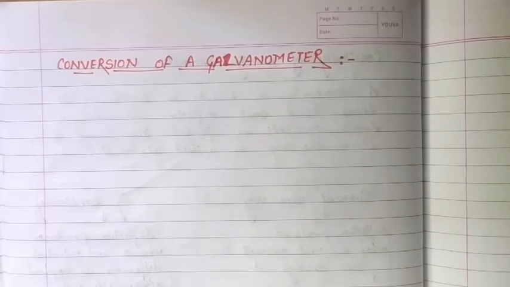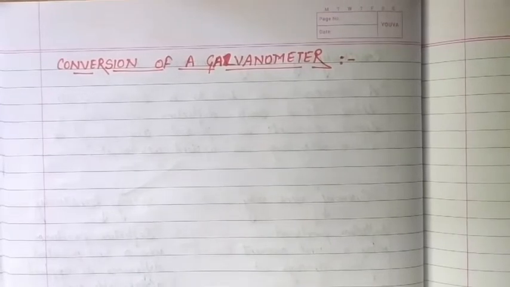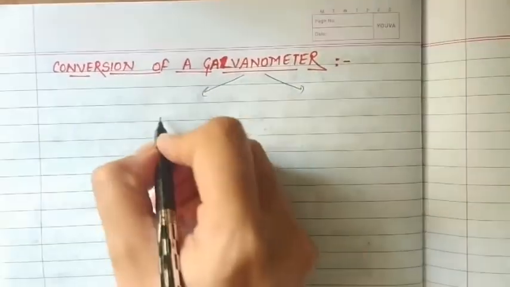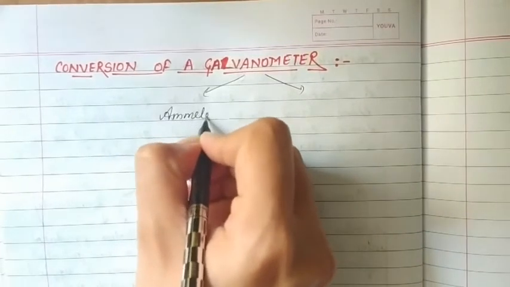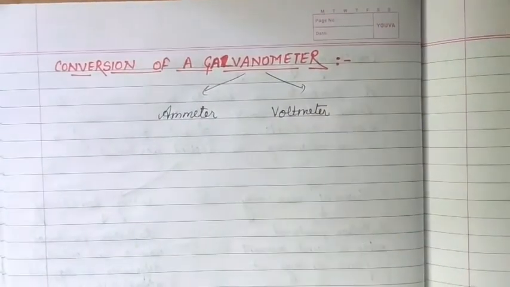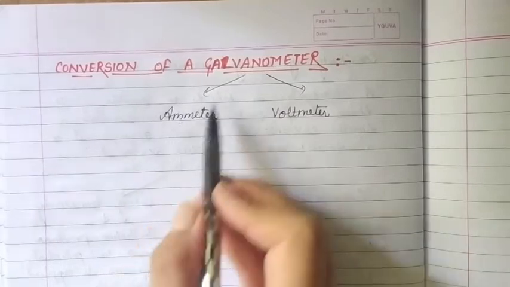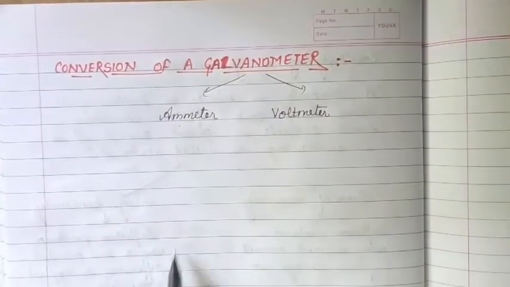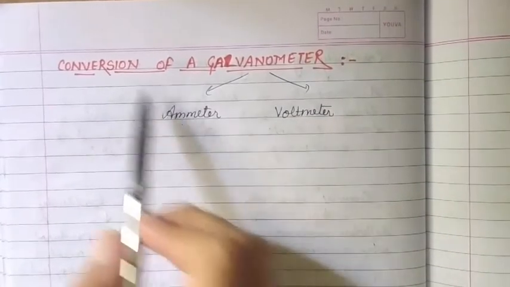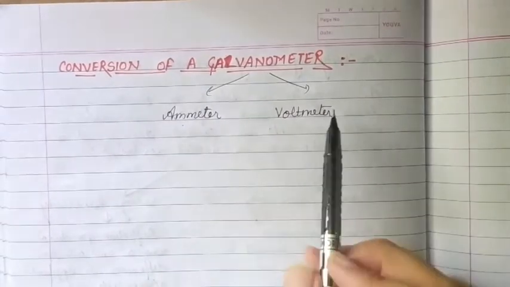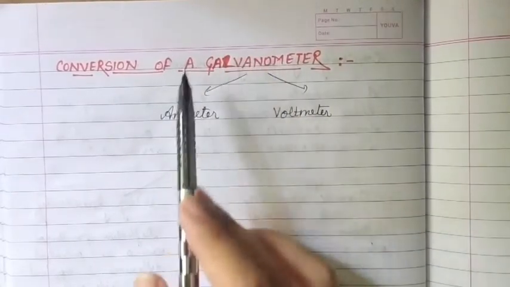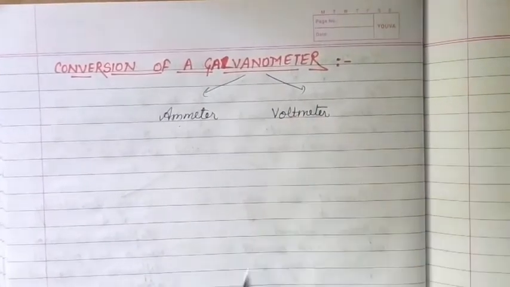But it can also be used as an ammeter or a voltmeter, so we can convert this galvanometer into an ammeter or a voltmeter depending on what we want to measure. If we want to measure current in a circuit, then we convert this galvanometer into an ammeter, or we can say we can use that galvanometer as an ammeter by doing some conversions. And if we want to measure the voltage, then we can convert that galvanometer into a voltmeter.